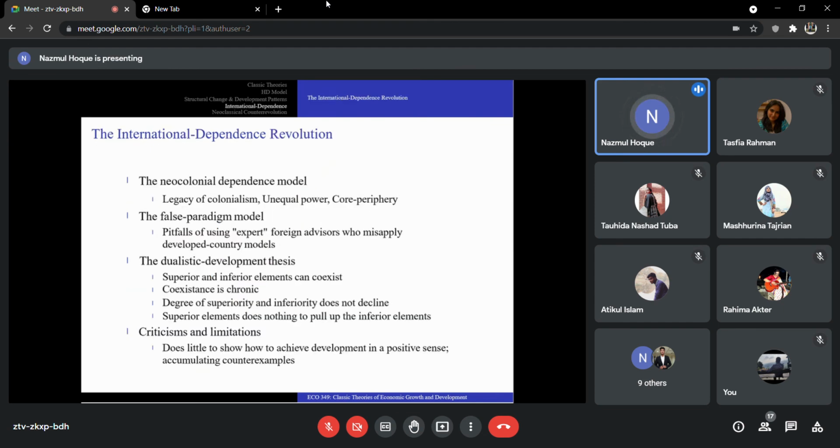Then we have the international dependence revolution, which I can talk about briefly. The international dependence revolution basically says that the underdevelopment that we see is the legacy of colonialism and the struggle or unequal power distribution between the core and the periphery.